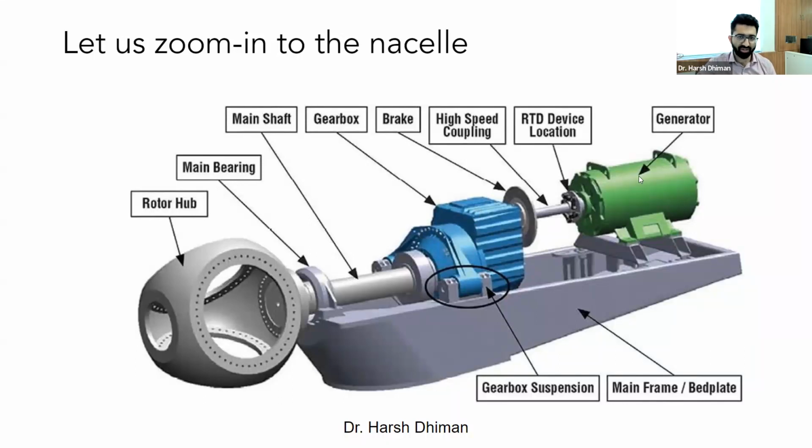The generator topology, as we discussed earlier, could be a squirrel cage generator, or you can have a permanent magnet synchronous generator as well. And then you have a high speed coupling because you are amplifying your speed. So there is a low speed shaft and there is a high speed shaft. Usually the area of interest in the research community, if you are doing condition monitoring, is the high speed shaft and the high speed bearing.